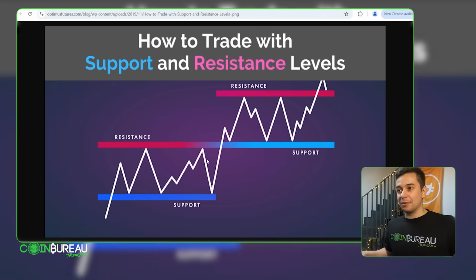And of course, during crypto bull markets, when things are really going parabolic, you can see prices going a lot higher, a lot quicker, just blasting through these support and resistance levels.